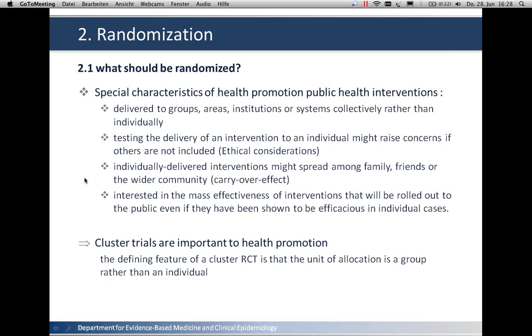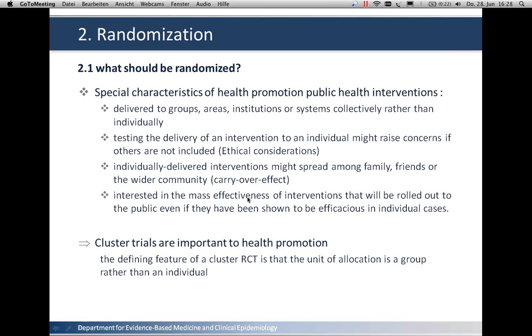This means it's possible that if you separate, for example, children from the class who take part in the health promotion intervention from those not being part of it, there are carryover effects. They talk with each other.